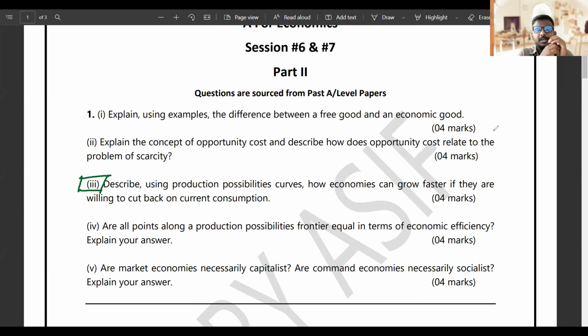Anyone else who has the answer? Very good. I think the one who answered is Honeys. Am I correct? Yes, sir. Very good, Honeys. Anyone else?